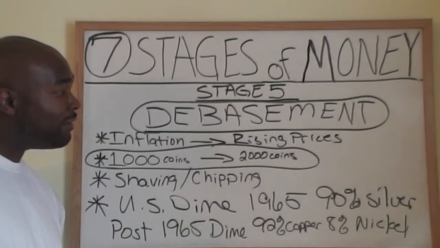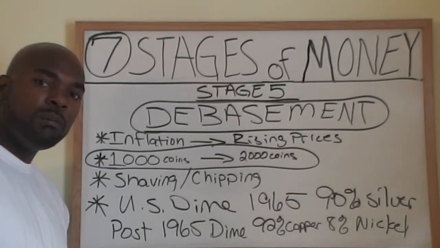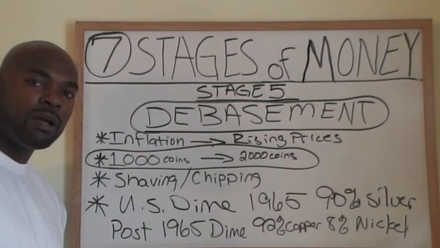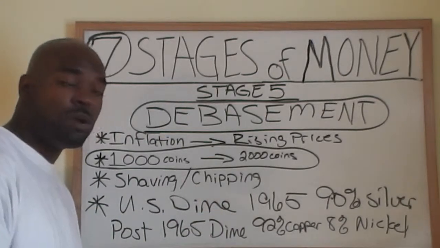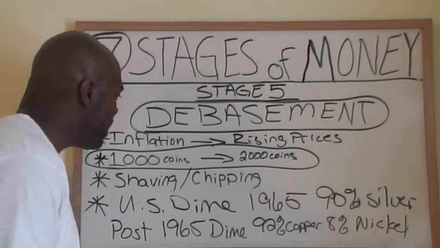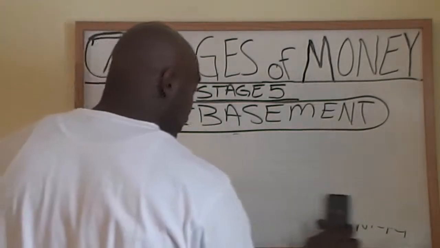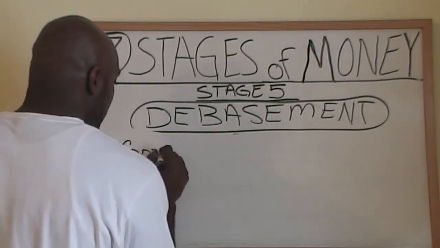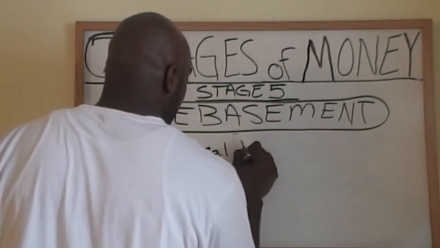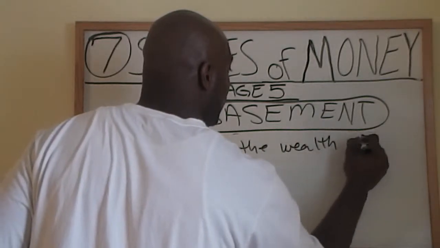Debasement is stage 5. Debasement is where, at the end of the day, the government steals the wealth of the people by diluting your money supply. They take the real money out when it comes back into them and they give you garbage. That's as basic as it gets. It's when the government steals the wealth of the people.